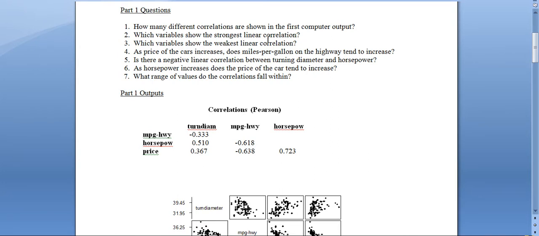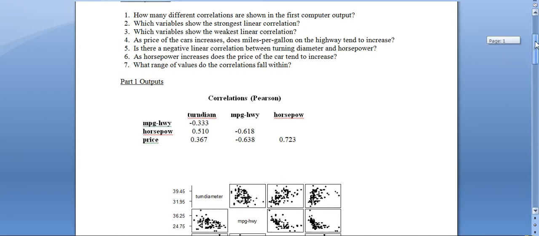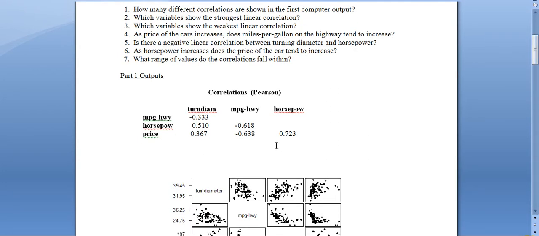Which is the strongest correlation? Remember, correlations run between -1 and 1. So you would look for the one furthest from 0, and that would be this one right here, and so on. So you'll answer these first 7 questions looking at these correlations here.